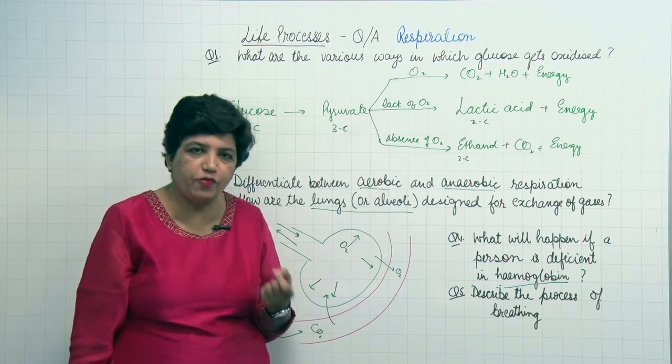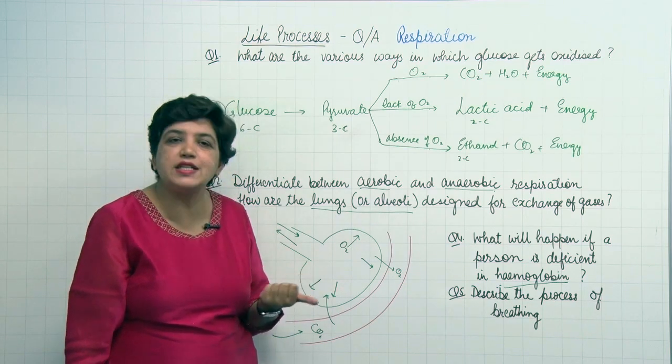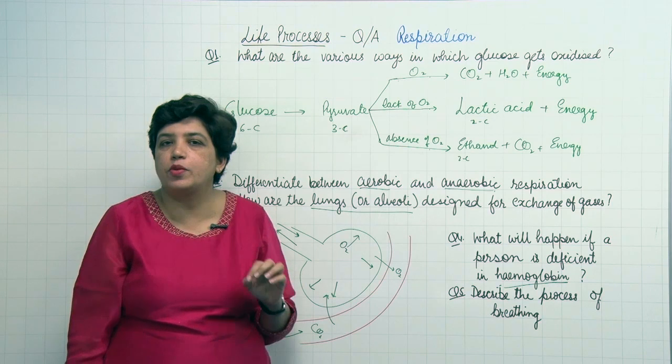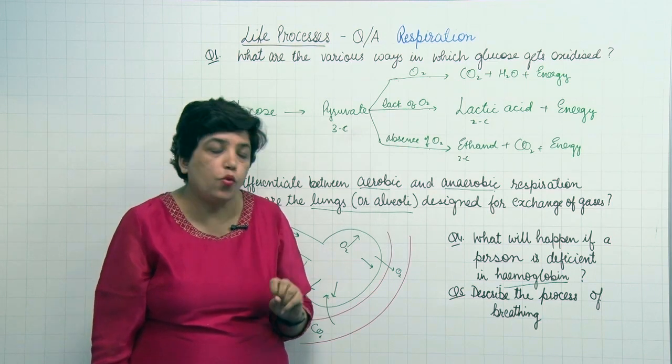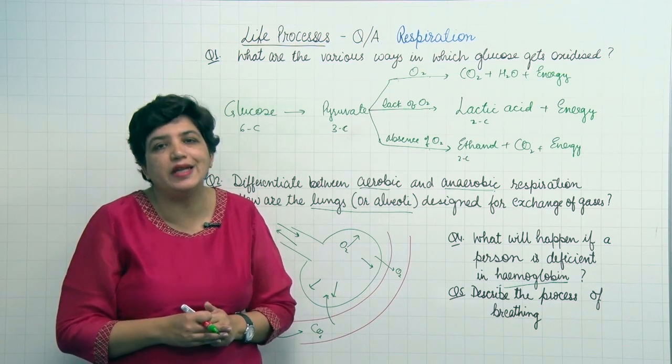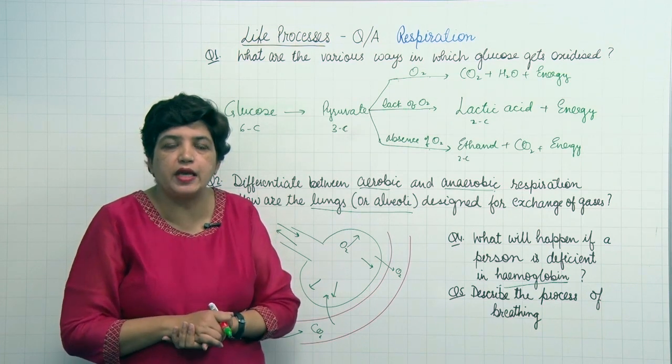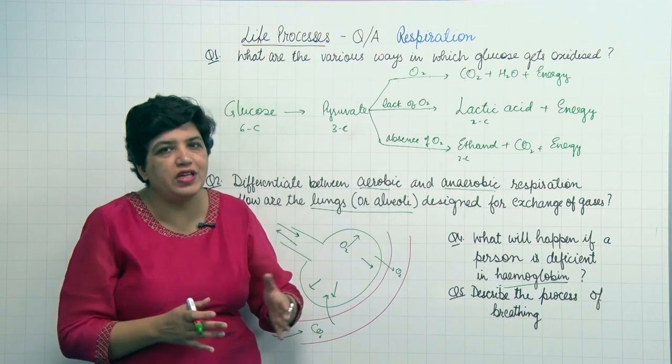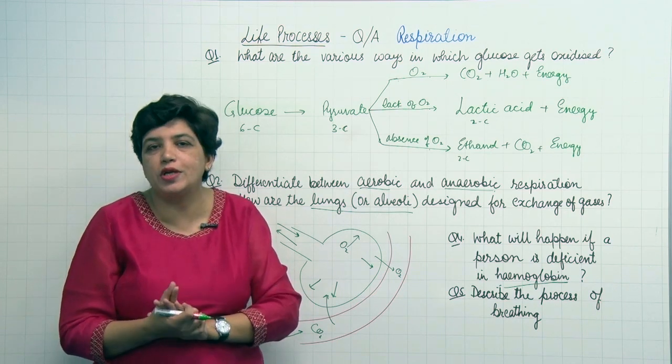Hemoglobin is a component of blood. It is present in RBCs and it is made from the mineral iron. Now what if the person is deficient in hemoglobin? This condition is called anemia. If a child does not take a diet which is rich in iron, it will lead to anemia when hemoglobin content decreases.